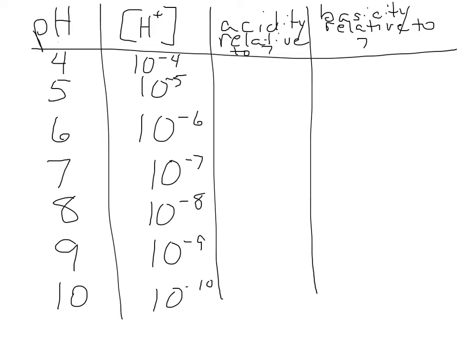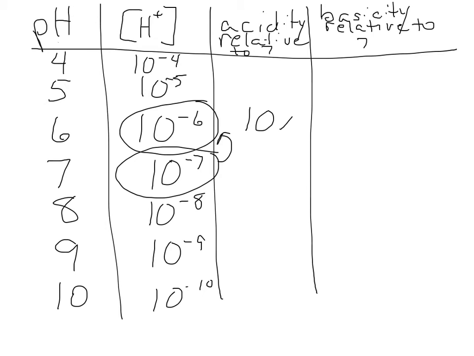A pH of 6 has a concentration of 10 to the -6, and a pH of 7 is 10 to the -7. So how many times more concentrated is the pH of 6 than the pH of 7? 10 to the -7 times 10 gives us 10 to the -6. So a pH of 6 is 10 times as acidic as something with a pH of 7.